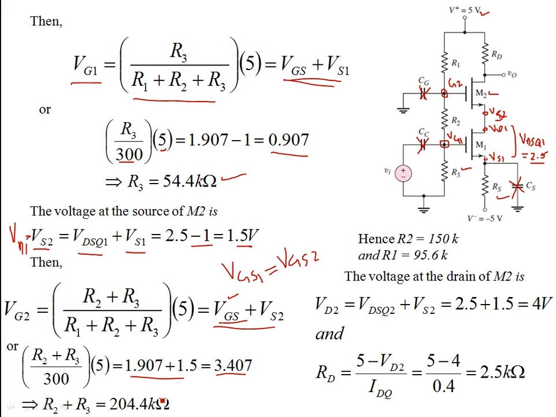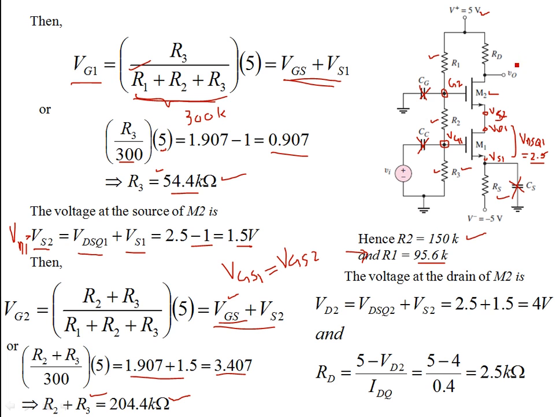And then you find R2 plus R3 is 204.4 kilo ohms. Now since R3 is known, 54.4, you use this R3 information to find what R2 is. R2 is 150 K, and since R1 plus R2 plus R3 is 300 kilo ohms, you know what R2 and R3 are, then you can find what R1 is. Okay, and R1 comes out to be 95.6 kilo ohms. So you have all these three resistances. All you were required to do was to find the gate voltages, VG1, VG2, use the voltage division, and then find those resistances. Okay, so you're almost done.